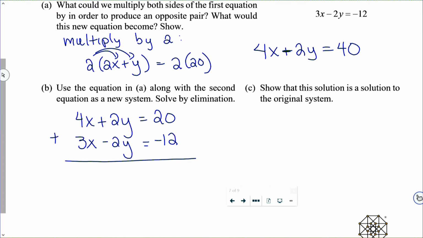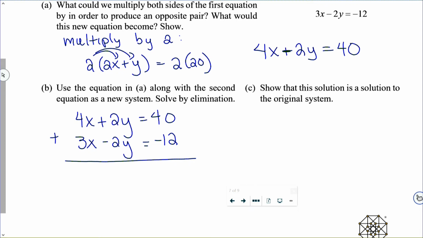Let me just take a look, just make sure. Oh, it's not supposed to be a 20 there. It's supposed to be a 40. Awesome. Okay, so notice how I put that line underneath the two equations, right? That's going to be the same equation, and we're just going to add them together now.